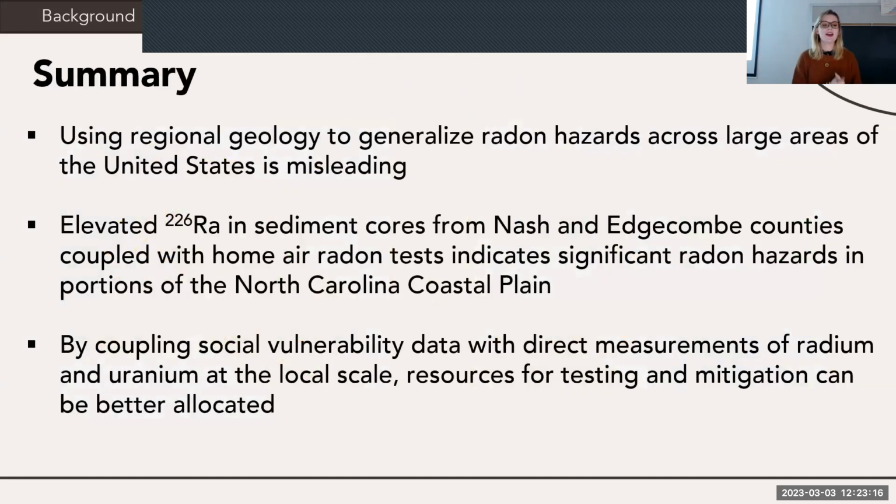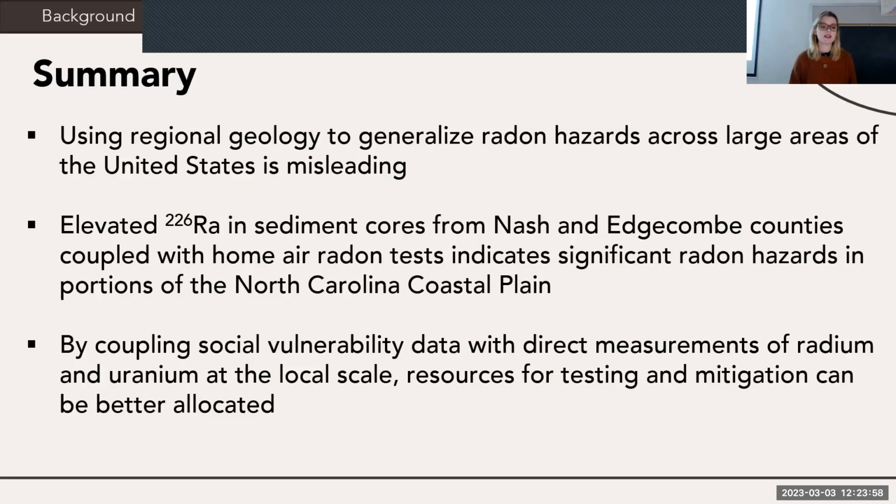So in summary, when we use regional geology to generalize these radon hazards, we can potentially mislead populations by overlooking these local variabilities. This is further confirmed by the elevated radium-226 measurements in my sediment cores in my counties of interest, paired with the at-home radon tests that show this isn't all theoretical. These houses do in fact have high radon levels. This shows that there is a significant radon hazard in parts of the North Carolina coastal plain, even though it's been generalized as low risk for so long. And hopefully by pairing this social vulnerability information with these elevation-based parameters, we can best distribute resources for testing and mitigation for radon to the areas that most need it.